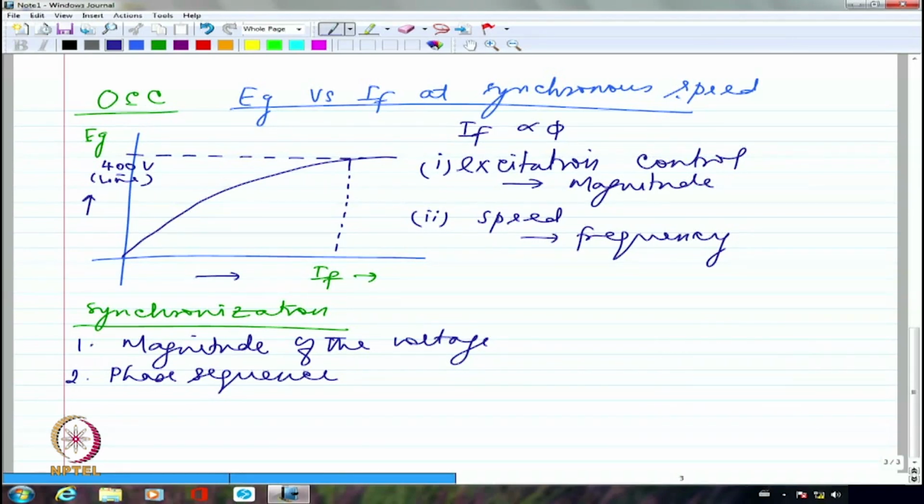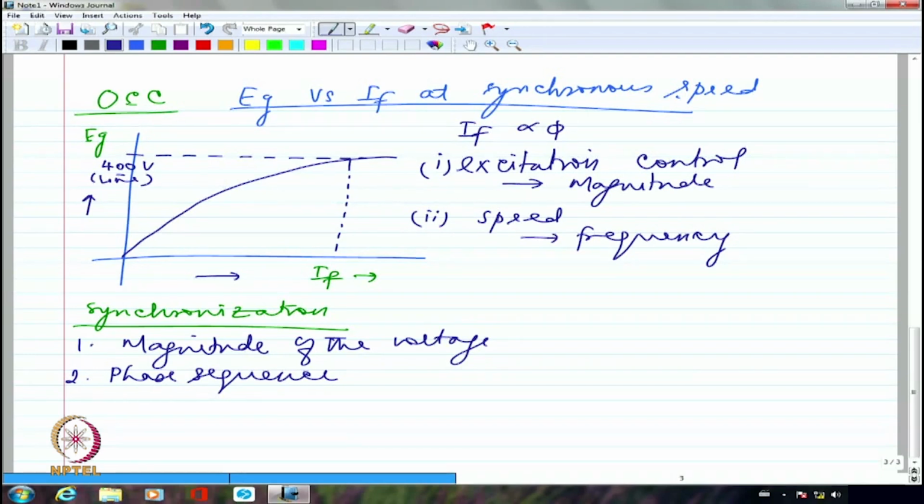The generated voltage depends upon the speed as well, no doubt. But if I have already brought the frequency up to 50 Hertz, I would not like to play around with the speed. Very good question. Obviously, the voltage magnitude depends upon frequency as well as flux. If I have already brought up my frequency to 50 Hertz, I would not like to play around with it.